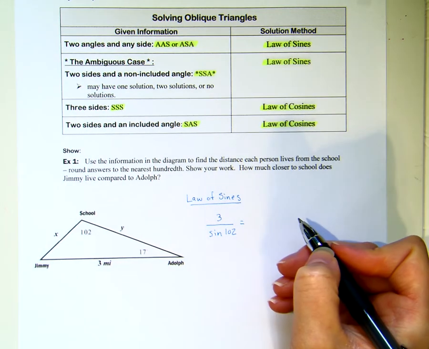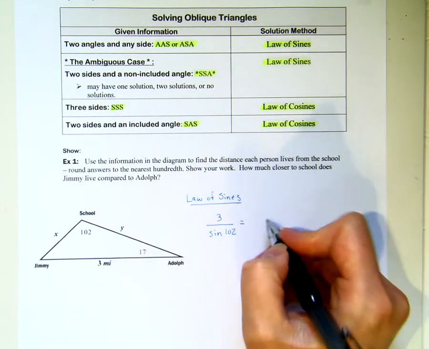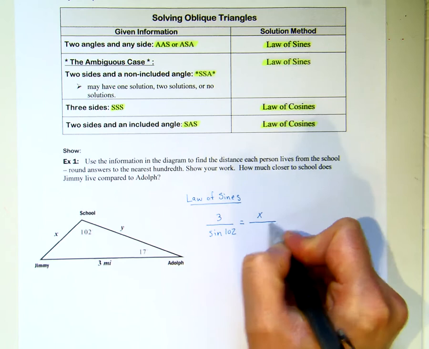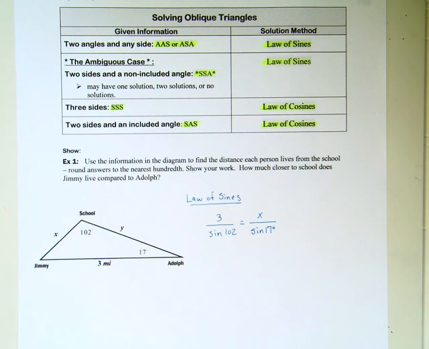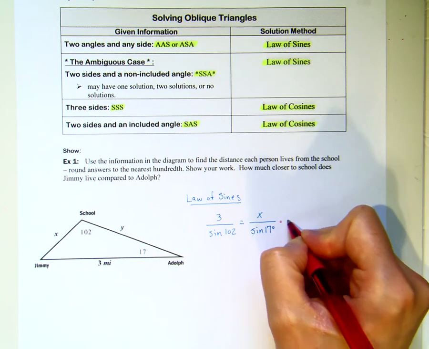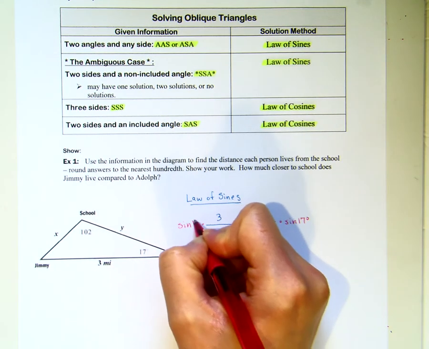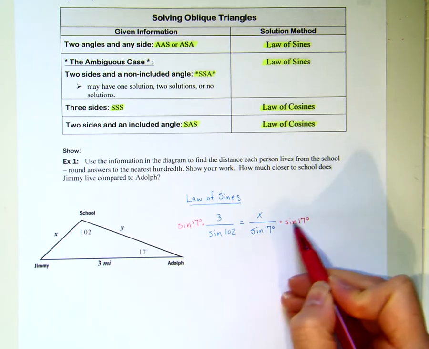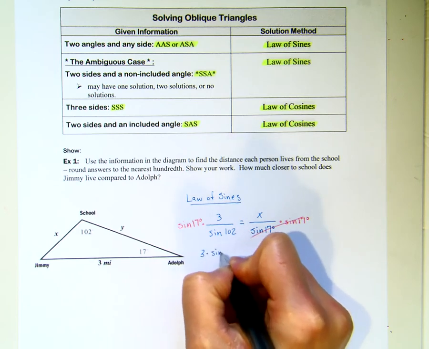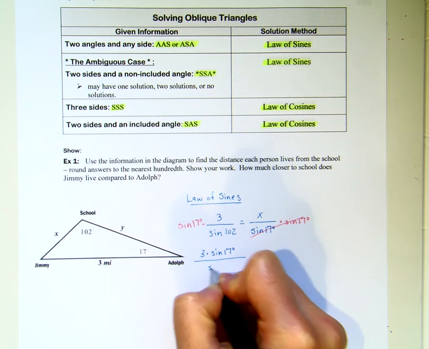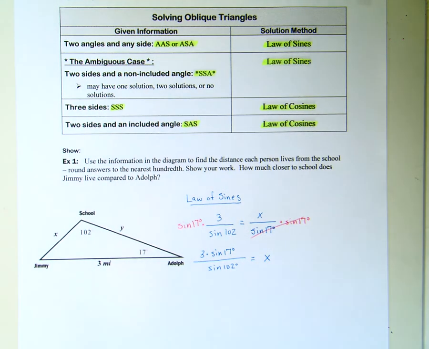This is going to equal, let's use x and the 17. These are opposite each other. So the side length x divided by the sine of 17 degrees. I'm going to solve for x by solving the proportion. I can multiply by sine of 17 on both sides. That way multiplying and dividing by sine of 17 cancels. And we're left with 3 times sine of 17 degrees divided by sine of 102 degrees to get our x value. So let's pick up our calculator and see what we get.